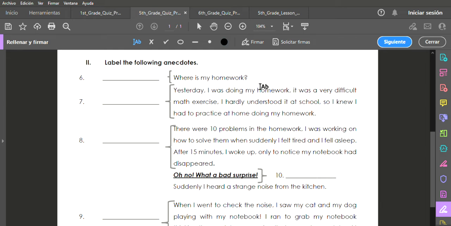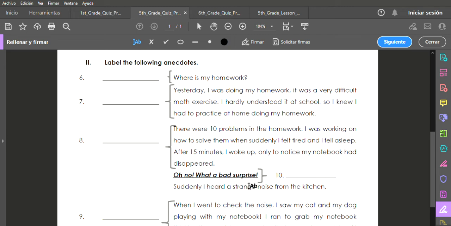Yesterday, I was doing my homework. It was a very difficult math exercise. I hardly understood it at school, so I knew I had to practice at home doing my homework. There were 10 problems in my homework. I was working on how to solve them when suddenly I felt tired and I fell asleep. After 15 minutes, I woke up only to notice my notebook had disappeared. Oh no! What a bad surprise!